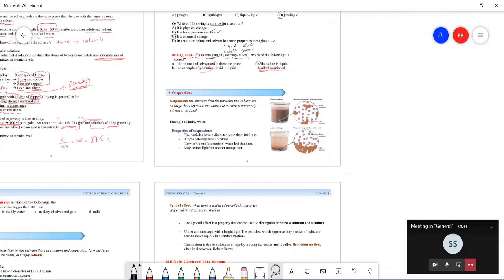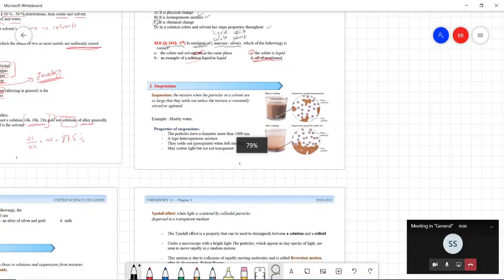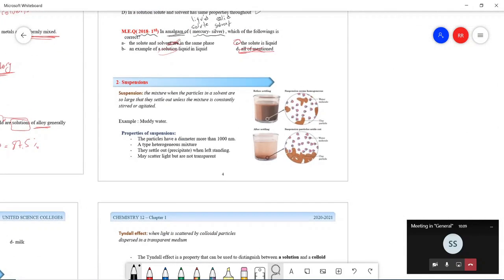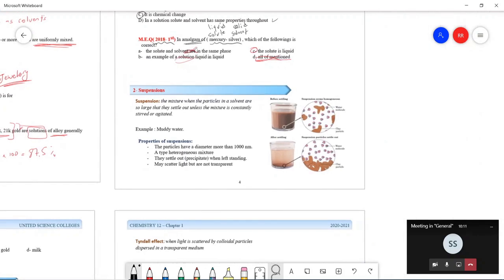Let's get to the second type of mixture, which is suspension. Suspension is exactly the opposite of solution. What I mean by exactly opposite: solution particles were small and couldn't be filtered. But a suspension is a mixture in which the particles in a solvent are so large that they settle out. It means that they precipitate at the bottom unless the mixture is constantly stirred or agitated.